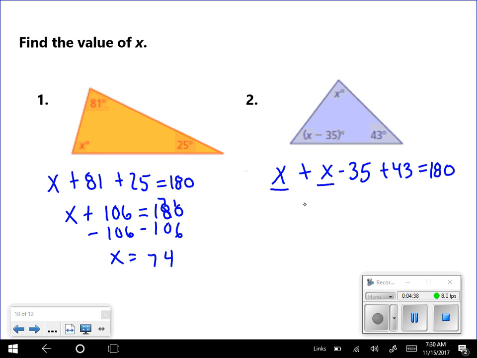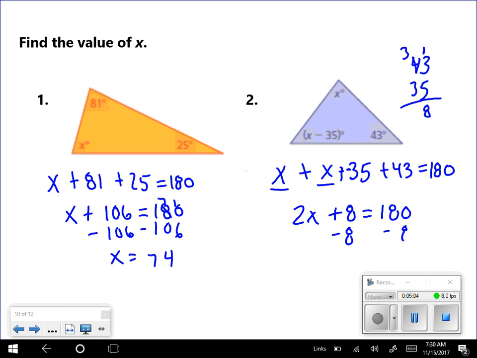So I'm going to combine my x values. I get 2x. Now I have to be careful. This is going to be a negative 35 plus 43. So if I have a negative plus a positive, it's different signs, so I'm going to subtract. So I'm going to be left with a positive 8, and that will be equal to 180. Then I'll subtract 8. So I have 2x equals 172. Divide by 2, and x equals 86, I believe.